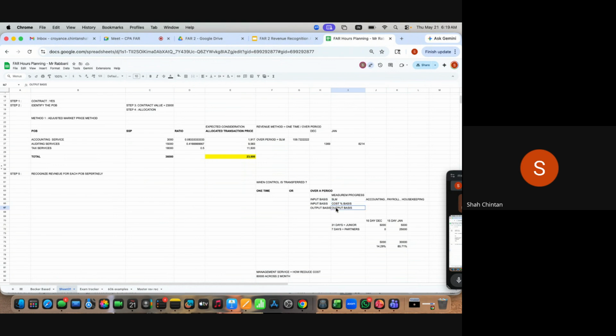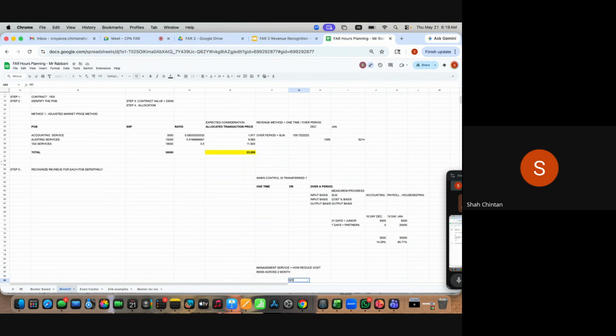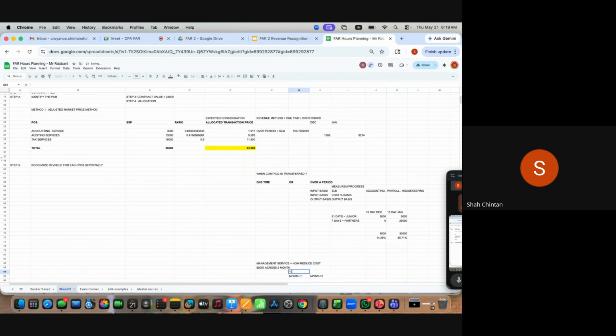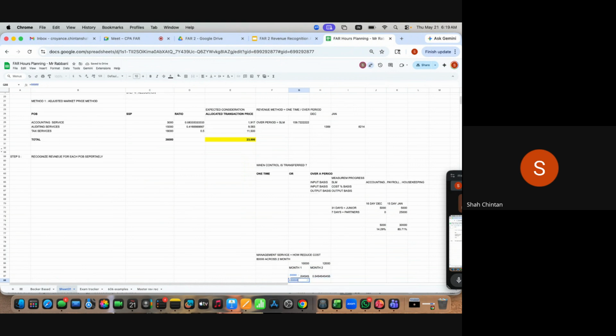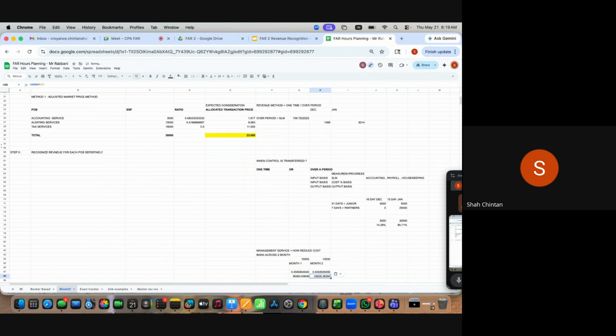Or the third method is output basis. So output basis क्या बोलता है? You have 2 months, month 1 and month 2. Month 1 में you are producing 10,000 units, month 2 में you are producing 12,000 units. So just calculate the ratio. So first month में you are producing approximately 45% units. Second month में you are producing 54% units. So you just recognize revenue in the ratio of output which is delivered by your services.